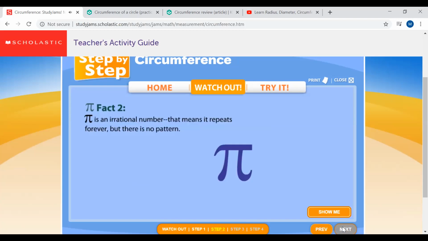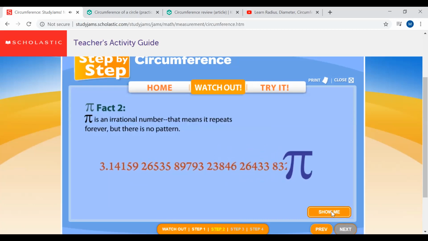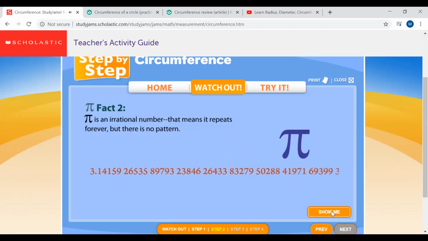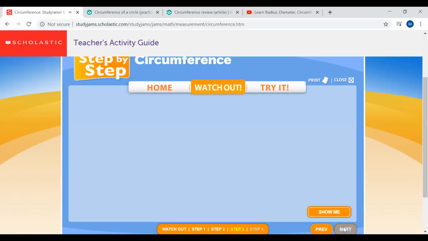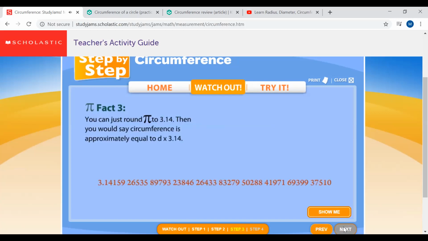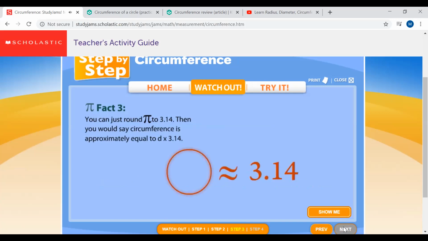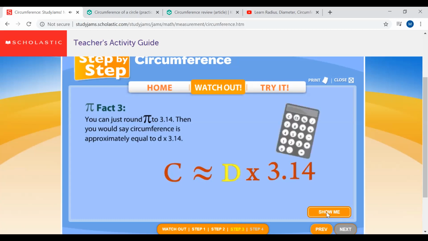Pi is an irrational number. That means it repeats forever, but there is no pattern. This is what pi to 50 decimal places looks like. See how there is no pattern of repeating numbers? It goes on and on like this forever. For our purposes, you can just round pi to 3.14. But remember, then you would have to say circumference is approximately equal to the diameter times 3.14. If you're using a calculator to find pi, you can usually just round your answer to the nearest hundredth.